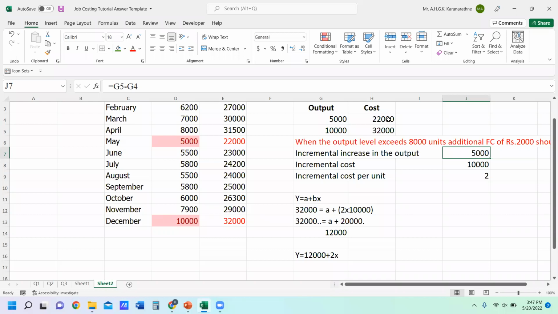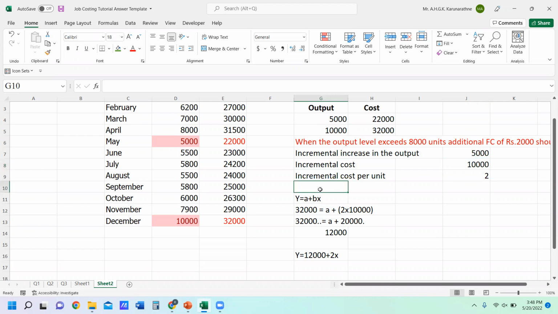Right? As a result, there's a change in total cost of 10,000. But this time, you cannot take the different 10,000 as the variable cost. So total incremental cost is 10,000. From this, you need to remove the total cost increase due to incremental fixed cost. Out of this total cost change, you need to eliminate this incremental fixed cost.